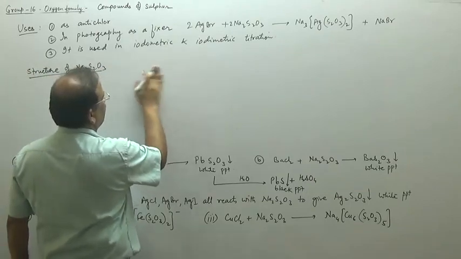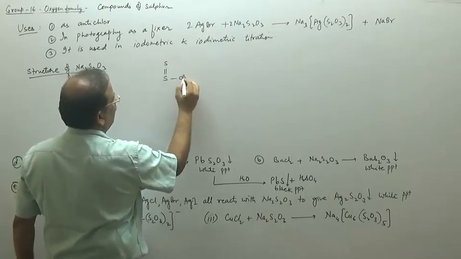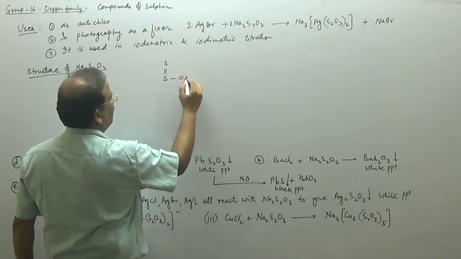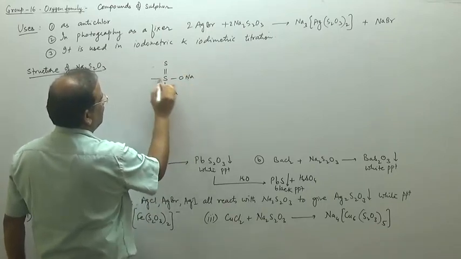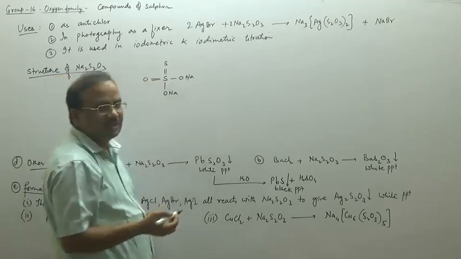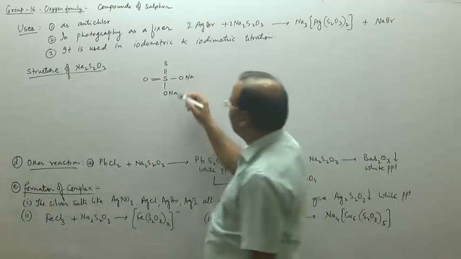Na2H2O3. So I'm going to write it like this. Sulfur, double bond sulfur. It will be O, negative charge on this. That is ONa. I can write that ONa again, and we are going to write it like this. So this is how the structure is. So that is the structure of sodium thiosulfate.